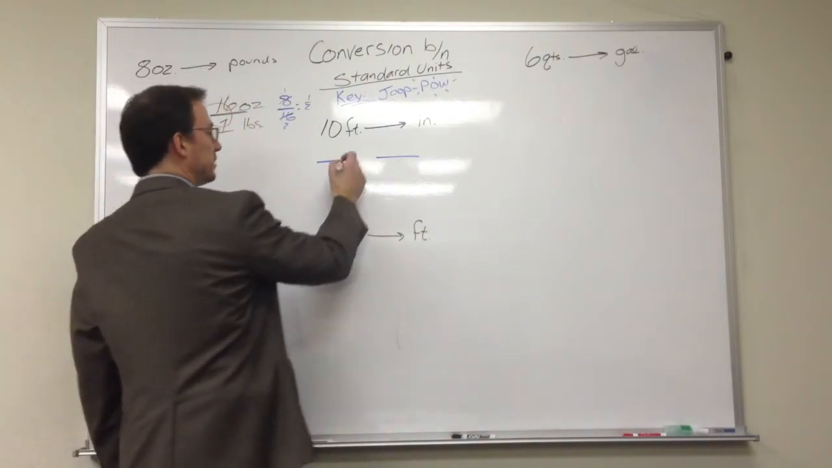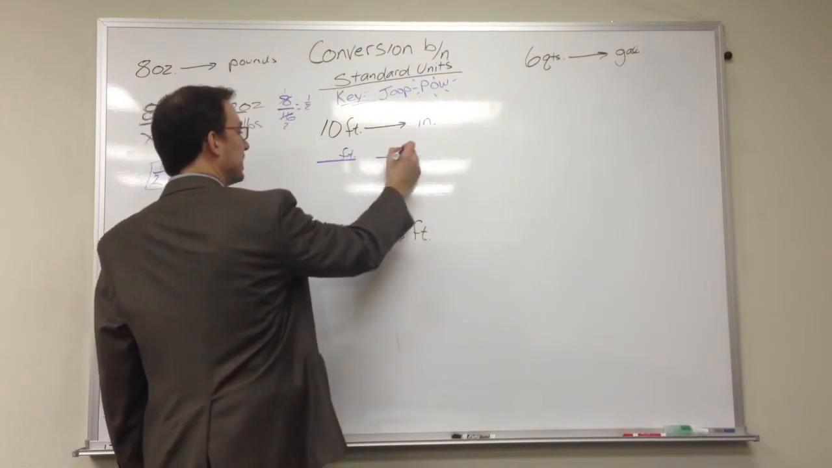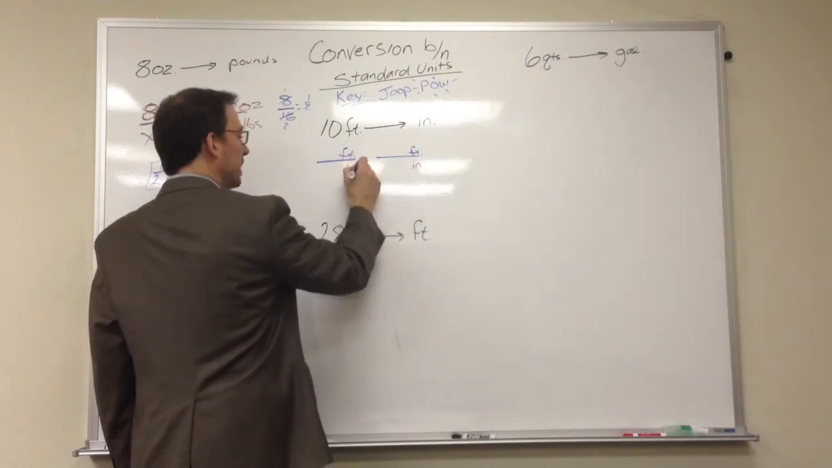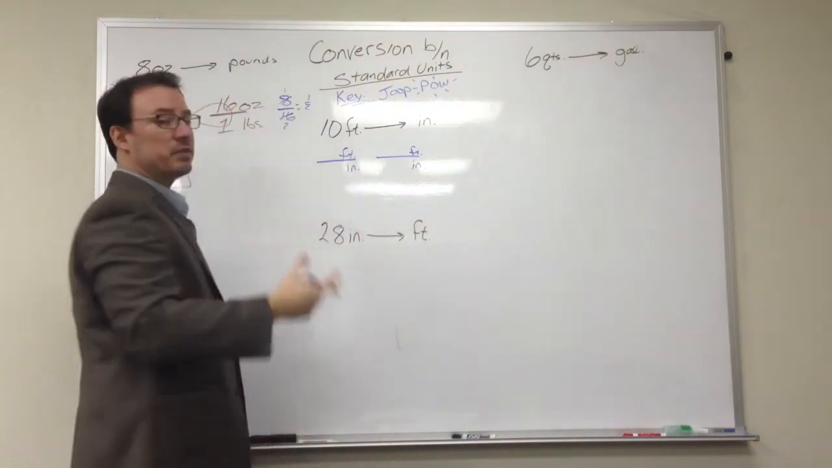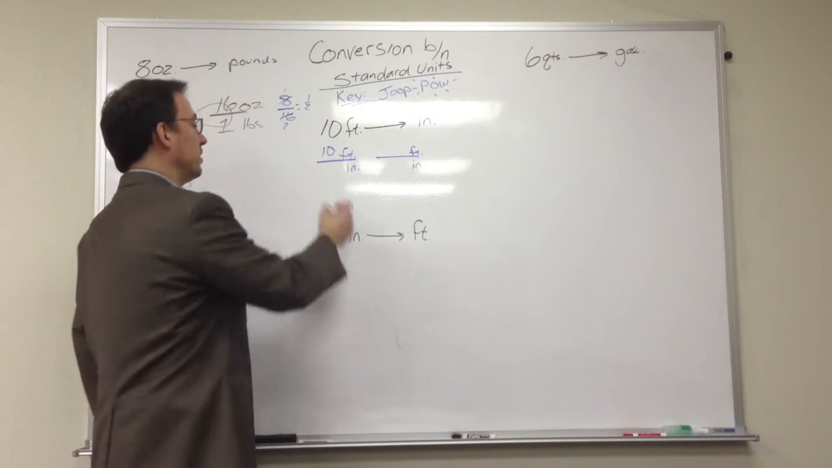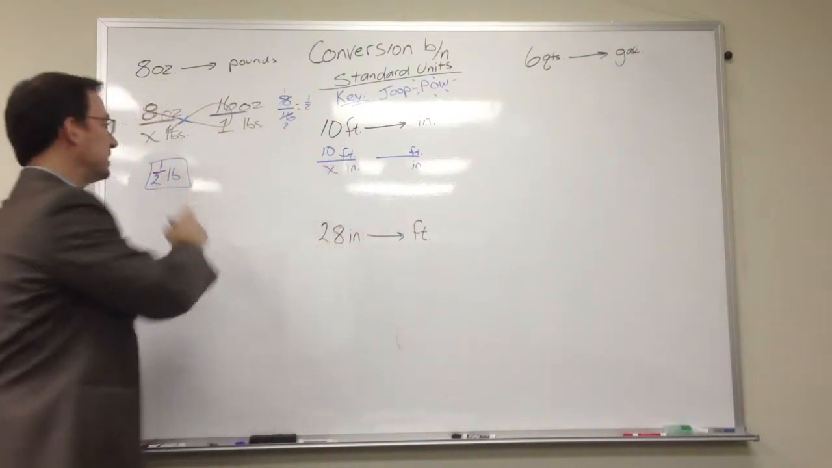So we have feet and inches, so I'll just put feet up here, and again, it doesn't matter where they are as long as the tops match each other and the bottoms match each other. What are we given? Well, we have 10 feet. How many inches do we have? Oh, we don't know. That's our X, and notice it's in the same spot.